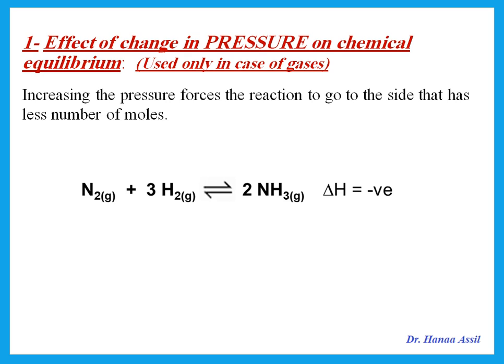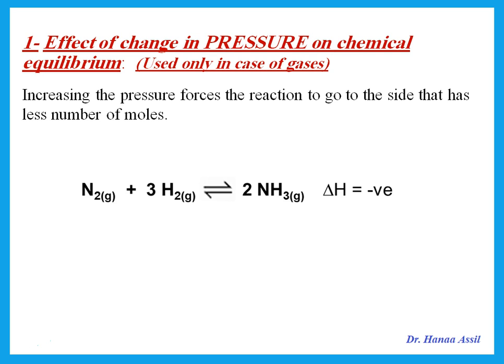So if we look at this equation, if I go forward, I form 2 moles of ammonia. If I go backward, I will form 1 mole of nitrogen plus 3 moles of hydrogen, that's 4 moles. So if we increase the pressure on this reaction, where will it go?